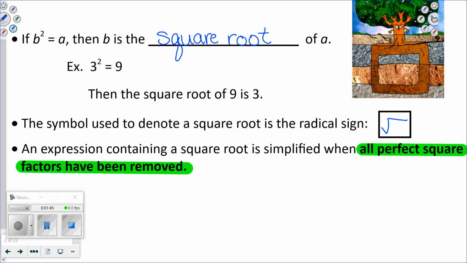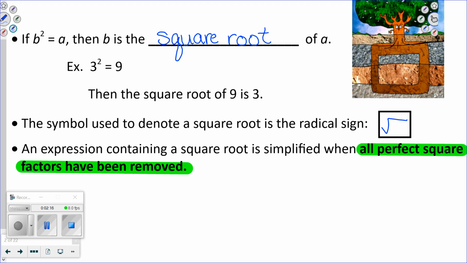And then an expression containing a square root is simplified when all perfect square factors have been removed. Now, there are different ways different teachers teach this. I've taught it different ways throughout all the years. This is my 16th year of teaching, so I've done it many different ways. So I'm going to teach you guys, if you've not already learned it, the way I think most students understand it the best, and they're the fastest at it. Okay? Are you allowed to just type it in your calculator and tell me what the decimal is?